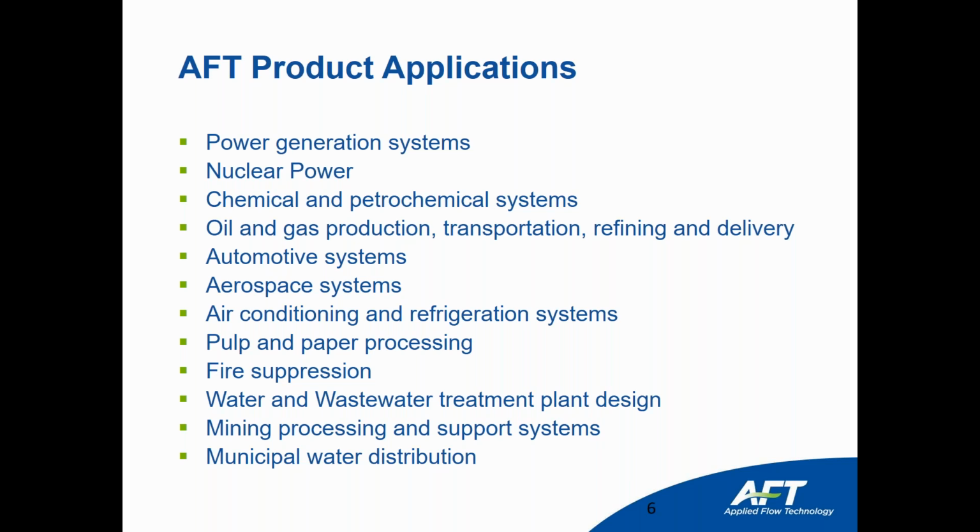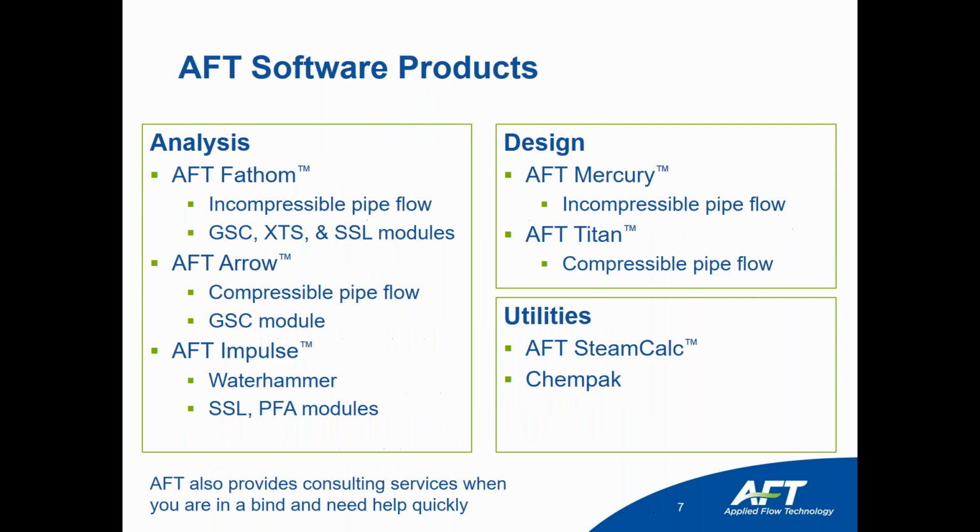Basically, my question to people when they ask if they would be able to use our software is, do you have pipes? And if you have pipes, then our software is going to be able to handle those applications really well. Our primary products are AFT Fathom, AFT Aero, and AFT Impulse. Fathom models incompressible flow for liquid piping systems. AFT Aero models compressible flow for gas piping systems. And AFT Impulse models water hammer and surge for liquid piping systems.